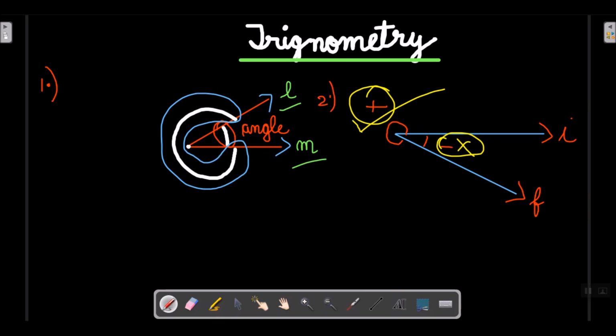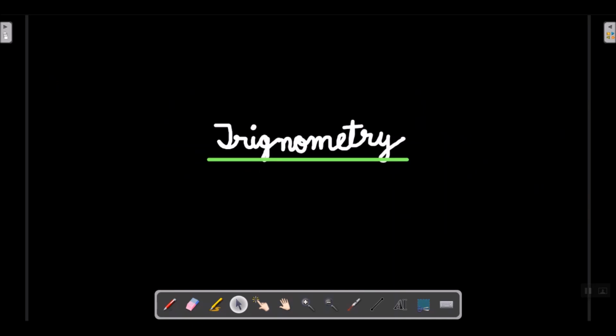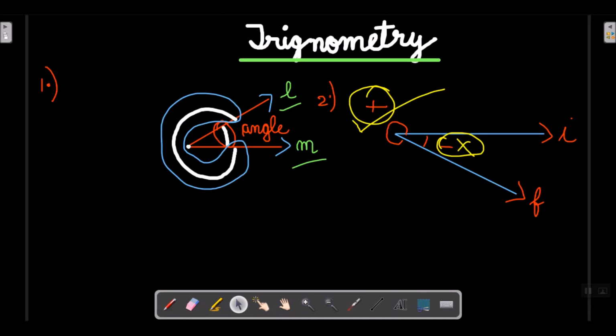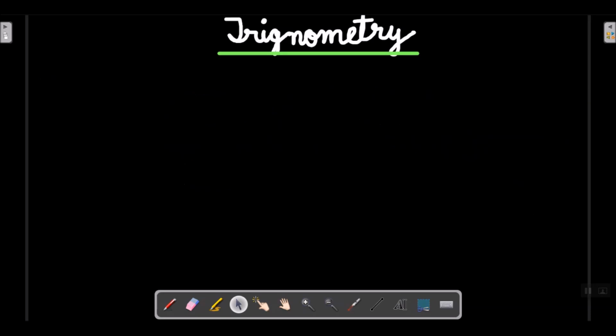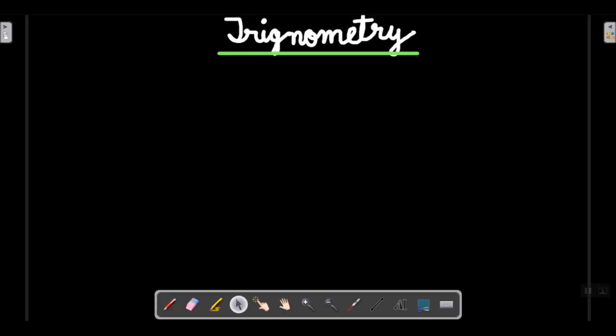So now we should talk about the angles. Wait a second, just let me do a thing so that the time isn't wasted. So I would like to just, there it goes. Yeah, better. Trigonometry. Yeah, that's good actually. We don't have to write that much again and again. So two points cleared. So the third point will be the types of angles.